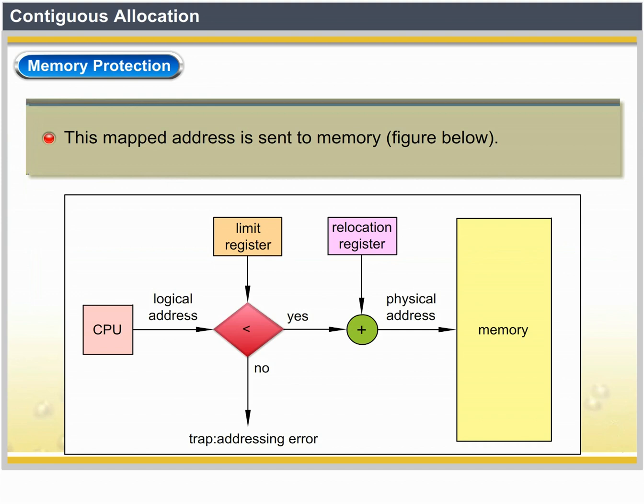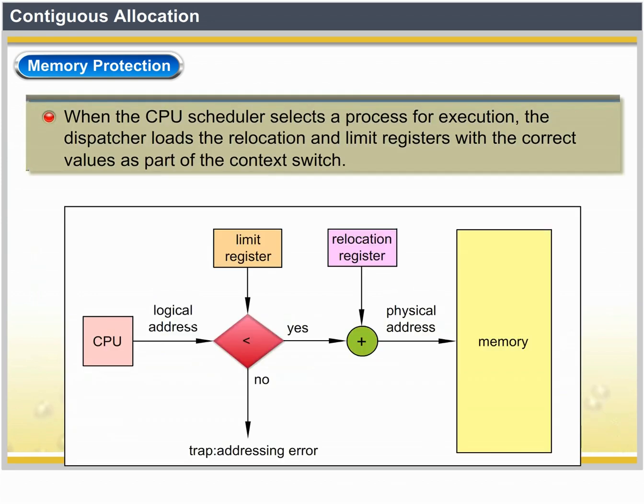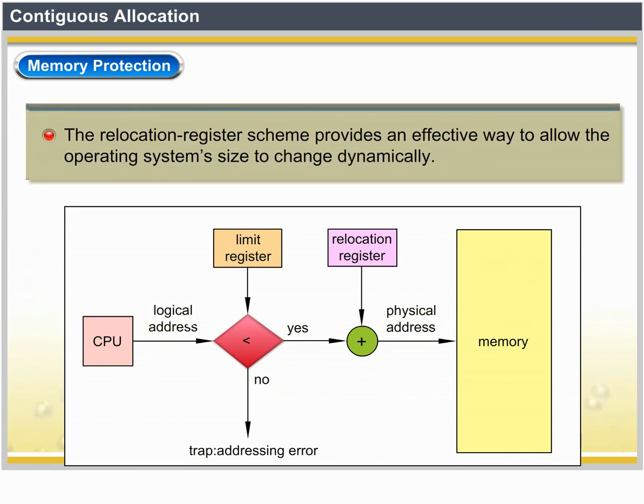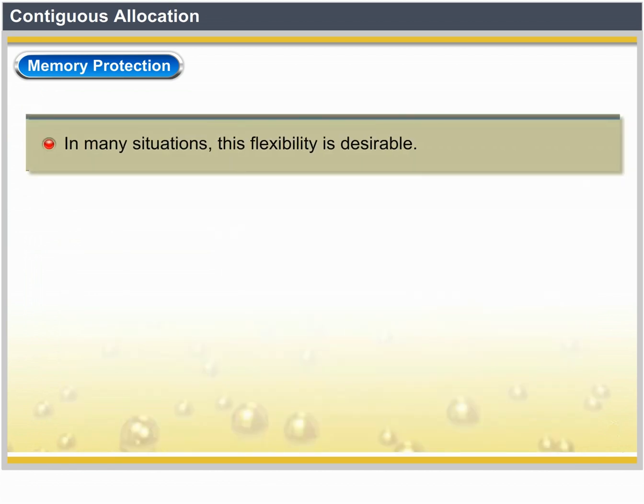When the CPU scheduler selects a process for execution, the dispatcher loads the relocation and limit registers with the correct values as part of the context switch. Because every address generated by a CPU is checked against these registers, we can protect both the operating system and the other users' programs and data from being modified by this running process. The relocation register scheme provides an effective way to allow the operating system's size to change dynamically. This flexibility is desirable in many situations.